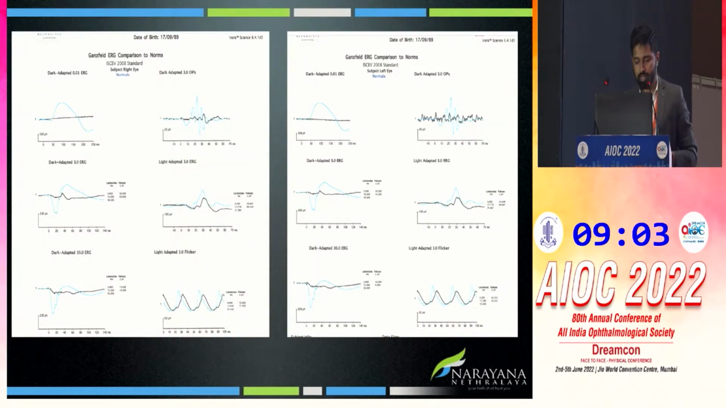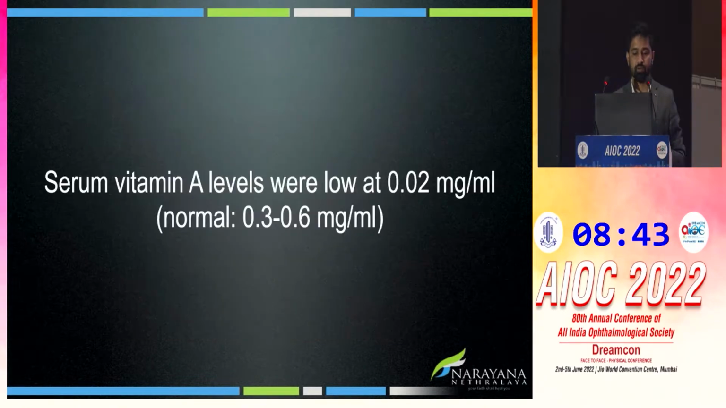So when you did the ERG, just look at the dark-adapted responses. It's almost unrecordable, and also the combined responses were diminished. The photopic responses were relatively okay, though they were diminished. So in any 26-year-old male presenting with recent onset of night vision problem, where structurally things are intact and ERG shows these kinds of changes, the next thing I will do is get a serum vitamin A level done. As expected, it was low in this patient.